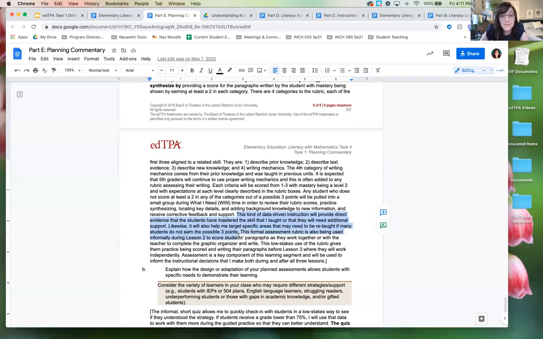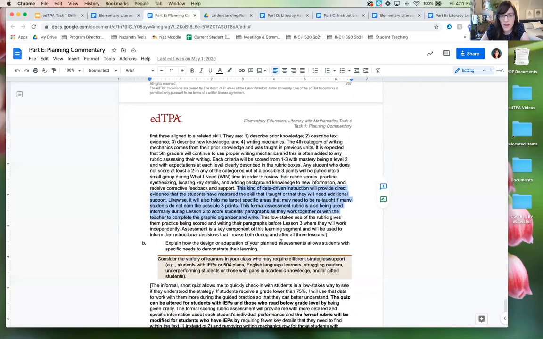if many students don't earn that 3. The formal rubric is also being used informally during lesson 2 to score the students' paragraphs, this low stakes use of the rubric. So talking about that day 2 use of the rubric in a more informal way gives them a chance to practice being scored. Assessment is a key component of this learning segment. It's used in all 3.